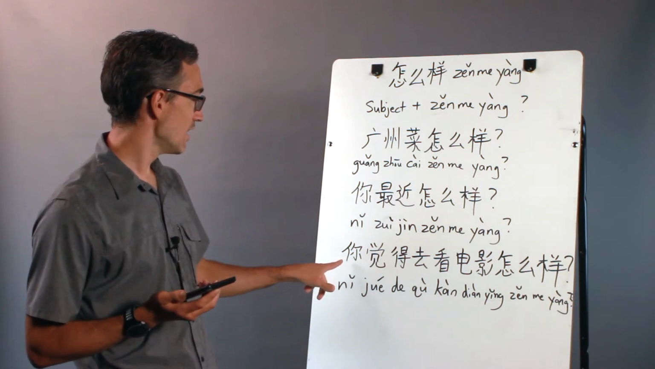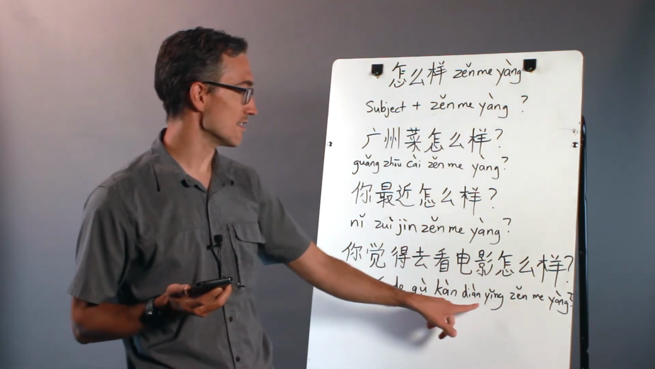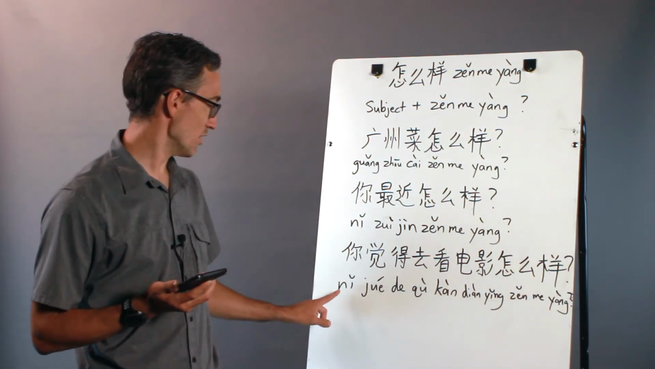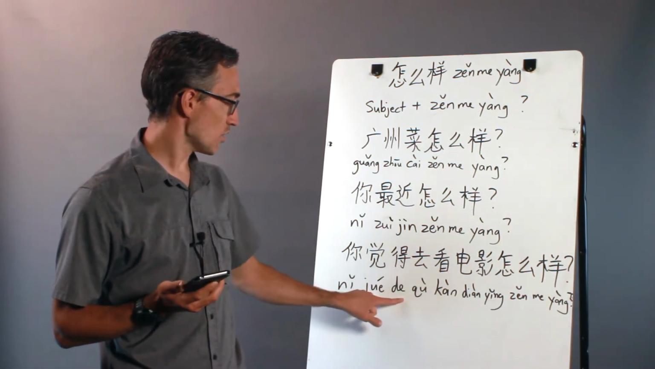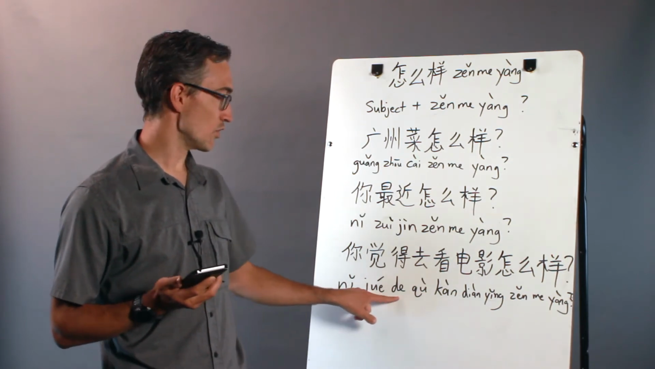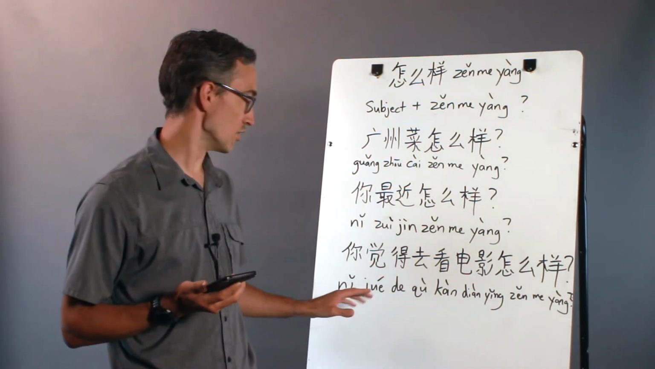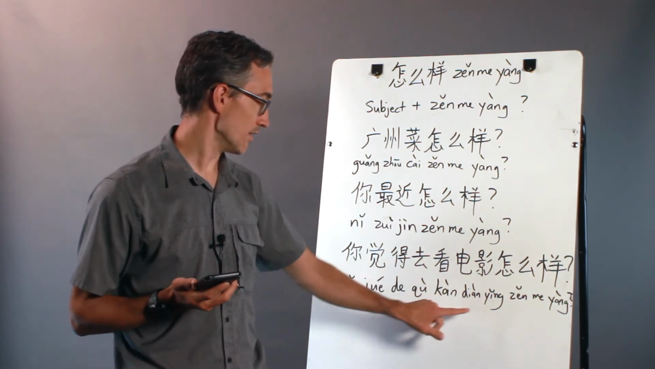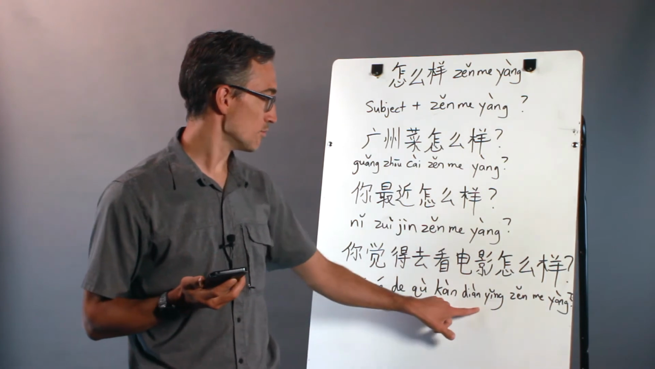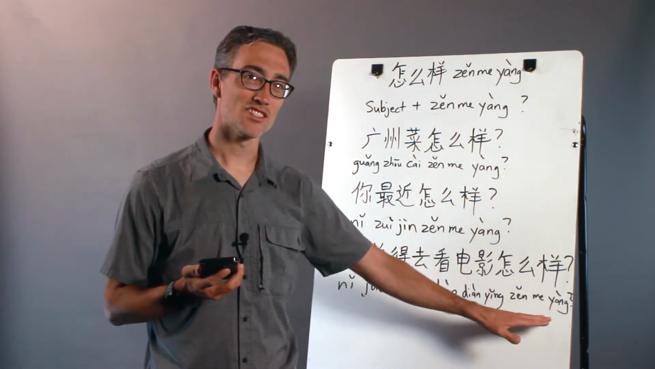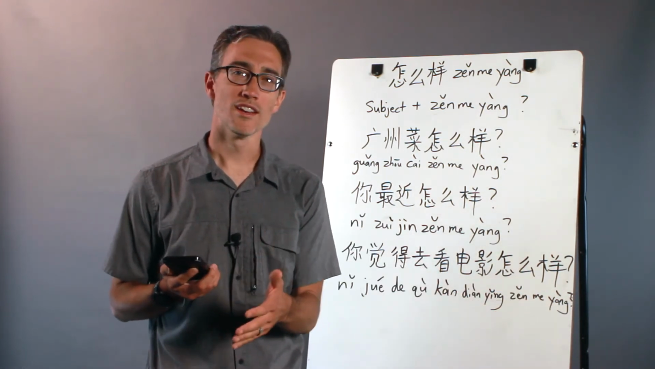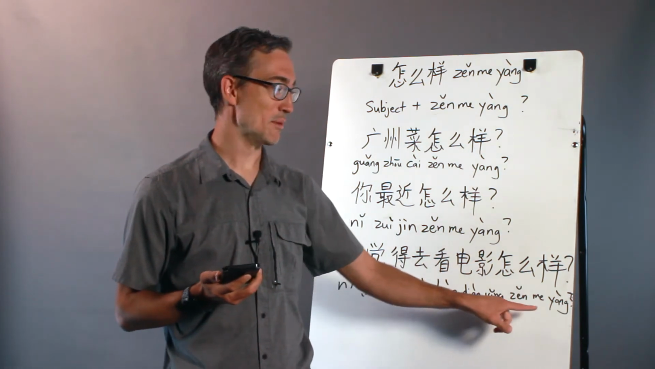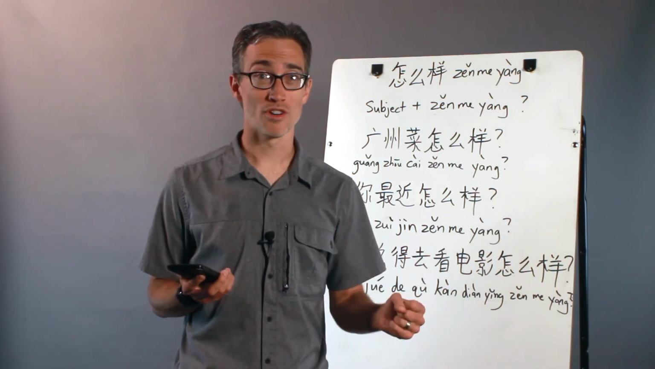And then here we have 你觉得去看电影怎么样? This is a complicated sentence for beginners, but let's go through it. 你觉得. So this means what to think or feel. So when you're asking for an opinion from somebody, you use this word. 你觉得去看电影, to go watch movie. You think go watch movie 怎么样? So this is actually kind of a suggestion. What would you think of going to watch a movie? 你觉得去看电影怎么样? So there's 怎么样, super helpful.